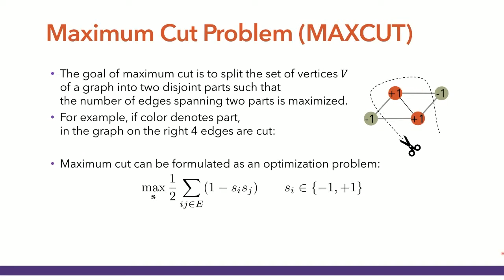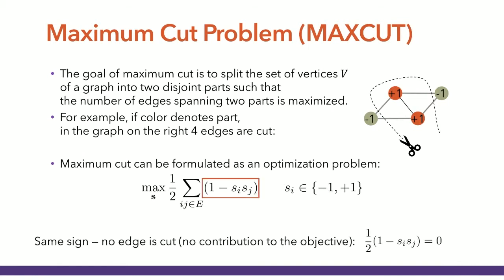We can write it out as an optimization problem in the following way. We're summing over all edges, 1 minus Si Sj, where Si and Sj are -1 or +1, denoting the part assignment of the vertices. So here we're saying that all green vertices are assigned the label -1, and all red vertices are assigned the label +1.